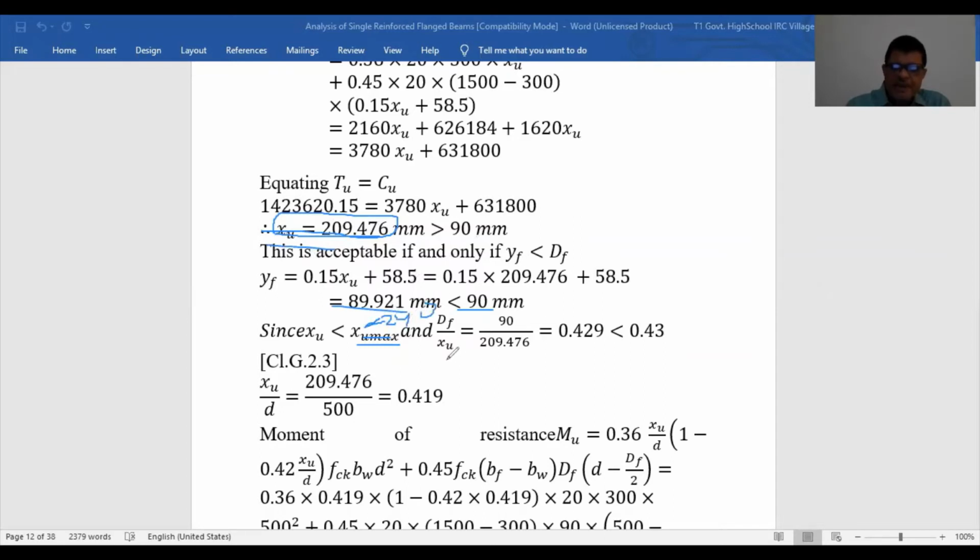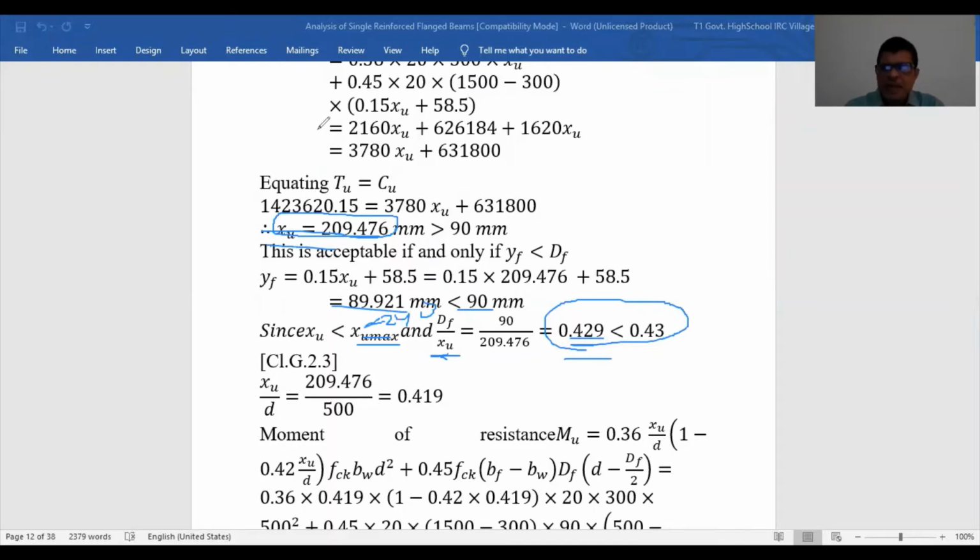Now calculate Df by xu. So Df by xu is now coming less than 0.43. It is very close to 0.43, but if you change some value, it will be less than 0.43. In the previous problem, it was more than 0.43. Now it is less than 0.43. If it is less than 0.43, you have a different formula given in the code.